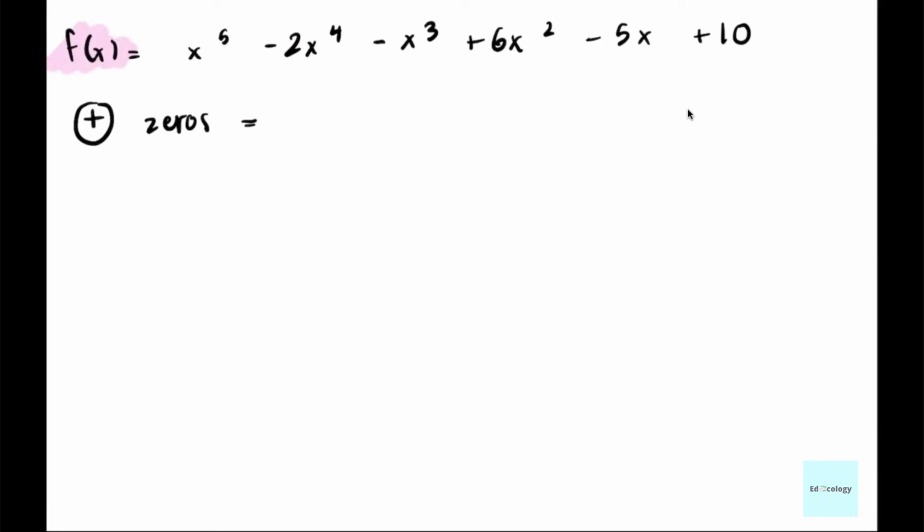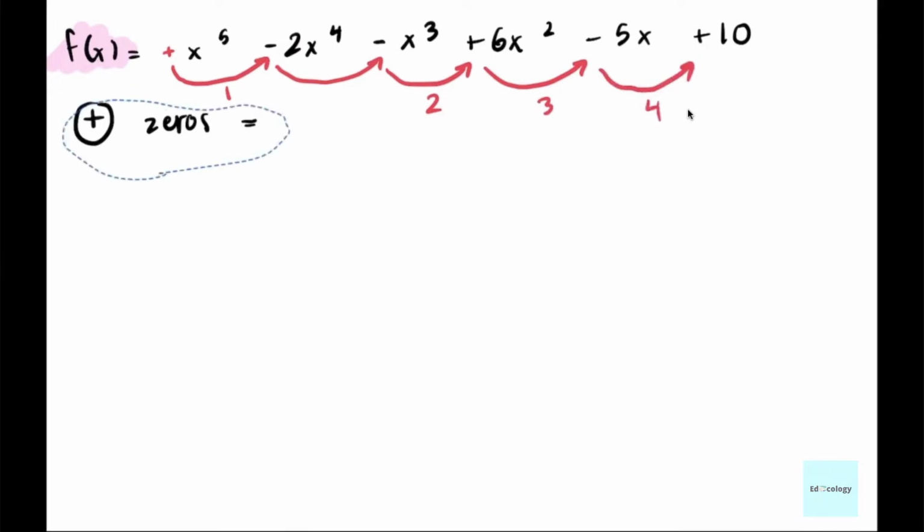What do I mean by that? So this is positive, right? Positive to negative. Here we have one sign change. Negative to negative? No. Do we have a sign change? Yes, this is the second. Yes, this is the third. Yes, this is the fourth. So we have 4 sign changes in the function f of x. So we write 4 here.